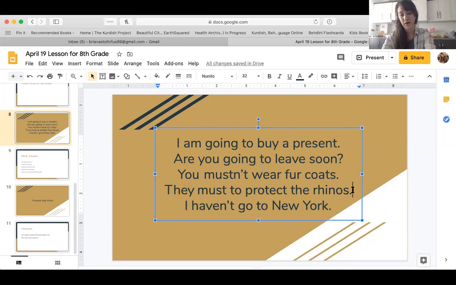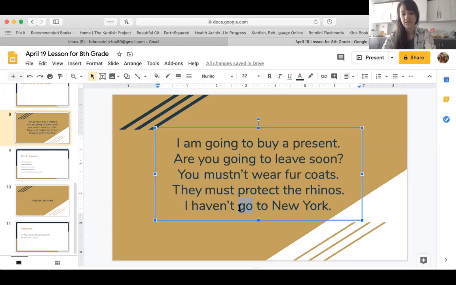Okay, number 4. They must to protect the rhinos. What's wrong with this sentence? You do not need the word to. Remember when we said mustn't wear? In the same way, we can say must protect. We don't need this word. Must protect. Number 5, I haven't go to New York.